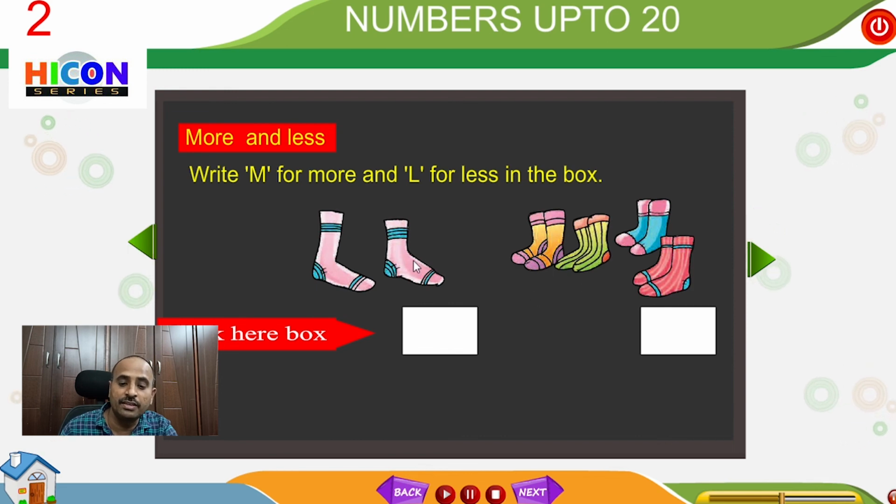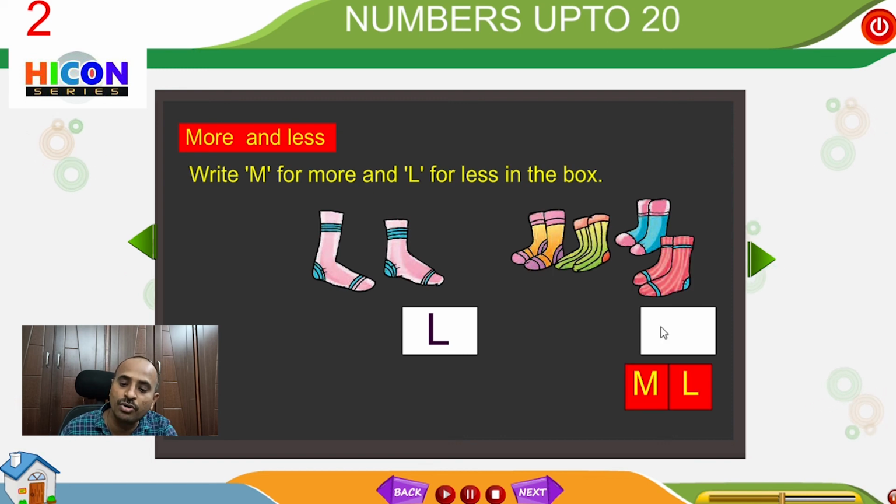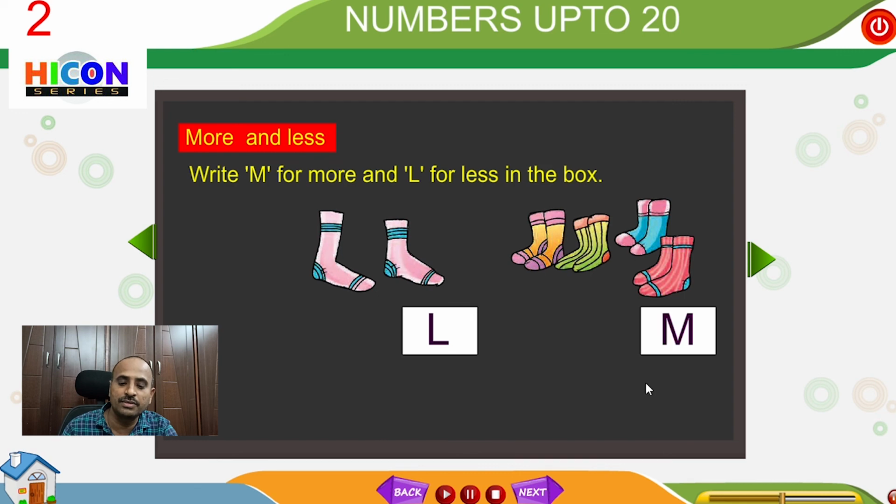So in the first picture, the number of pairs of socks is less, and in the second picture, the number of pairs of socks is more. So that's why you have to write the letter M in the box.